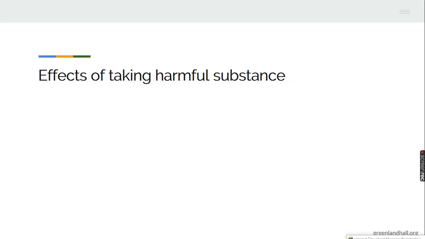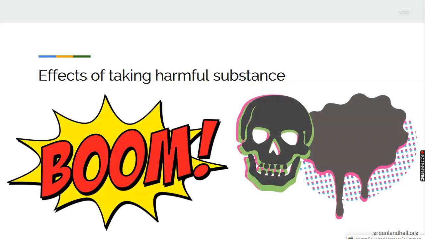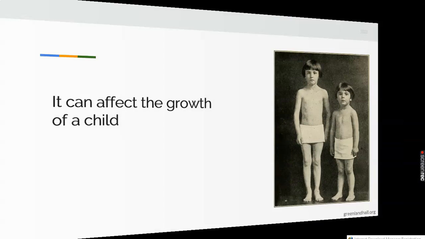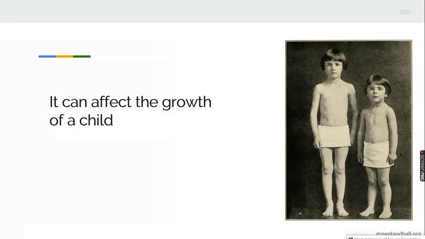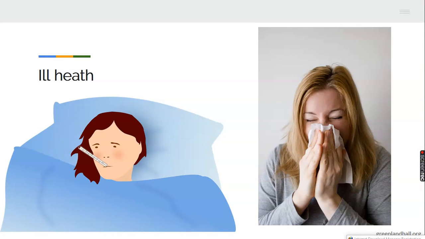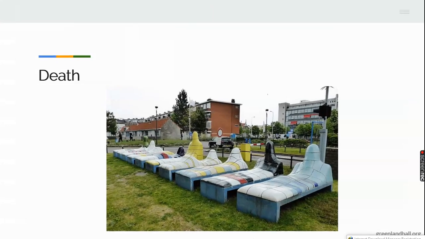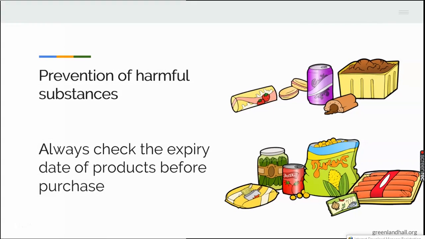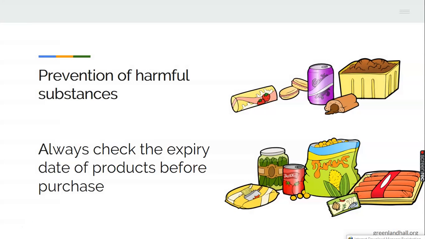Effect of taking harmful substances. Let's look at the effects. It can affect the growth of a child. It can cause sickness, ill health. It can even cause death. So how do we prevent it?